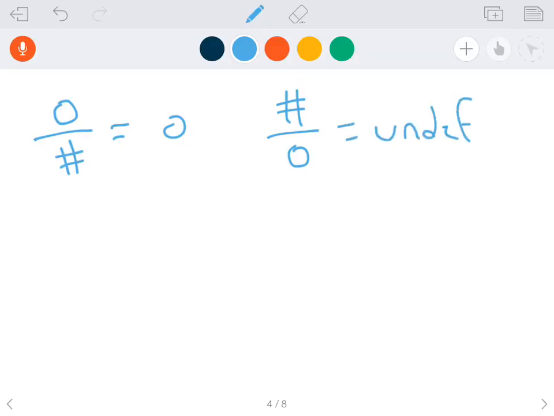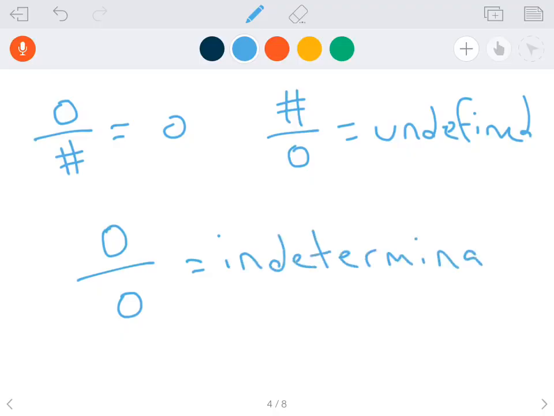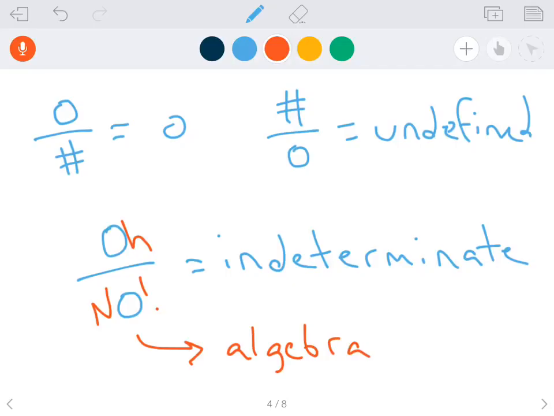Alright, if I take 0 divided by some number, I know that I'm going to get 0. That's fine. If I have some number and I divide it by 0, I know that that is undefined. But if I have 0 over 0, that's what we call indeterminate. And whenever you're evaluating limits, what I need you to think when you see 0 over 0 is, oh no. When you see 0 over 0, you think, oh no, I've got to do something, and that thing that you're going to do is some algebra before you start working the problem.